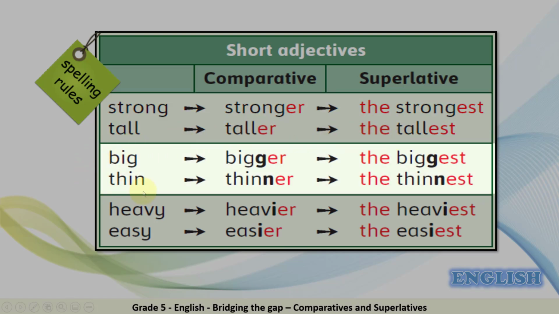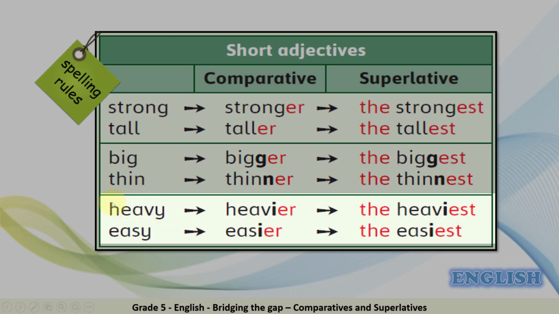In the second group, we normally add er or est after we double the last letter. Big, bigger with double G. The biggest with double G. Thin, thinner with double N. The thinnest also with double N. This happens, my friends, with all the short adjectives that end in a vowel plus a consonant.